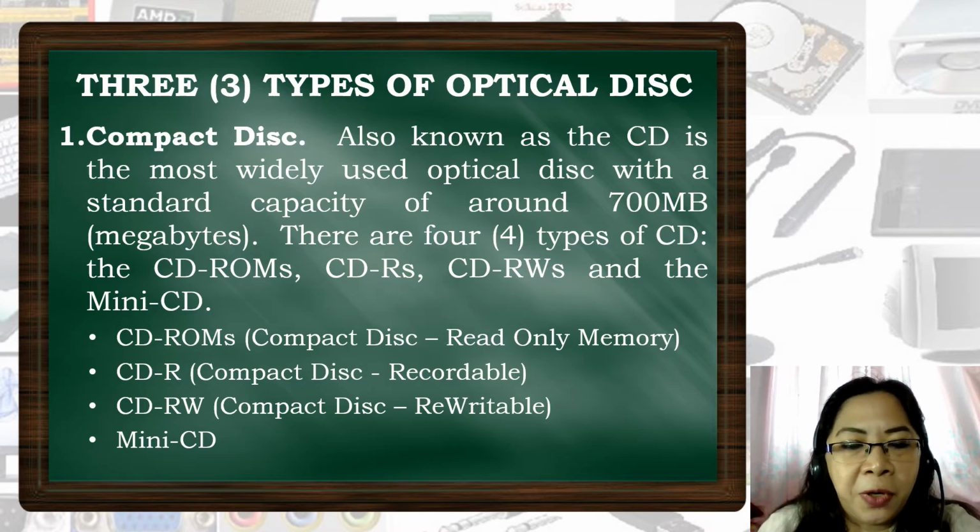CD-ROM stands for Compact Disc Read-Only Memory. CDR is Compact Disc Recordable. CDRW is Compact Disc Rewritable, while the Mini CD is Mini Compact Disc.